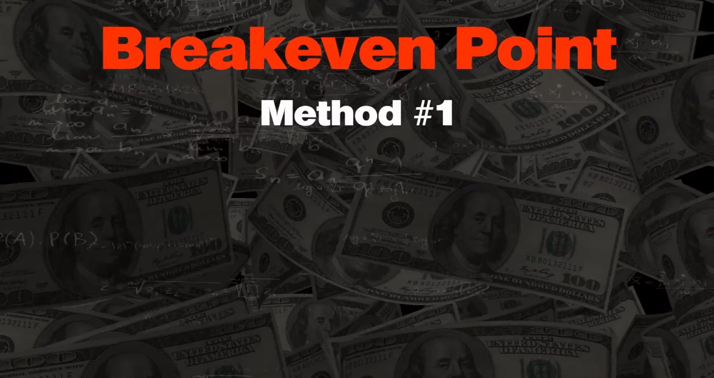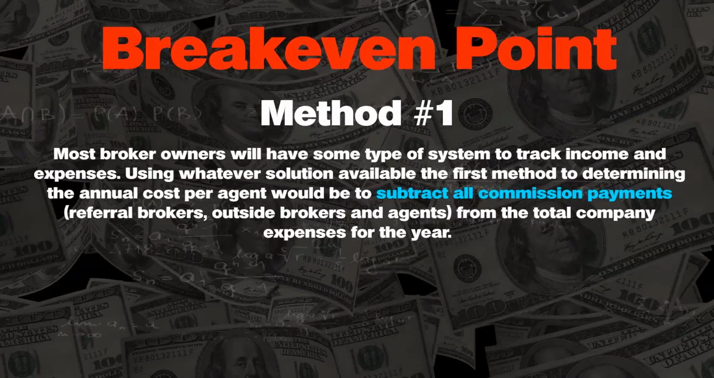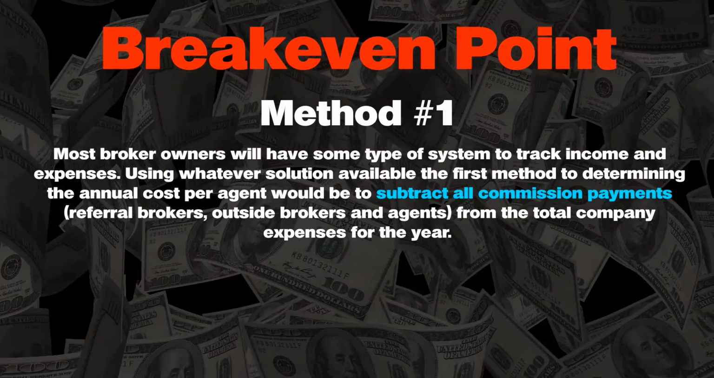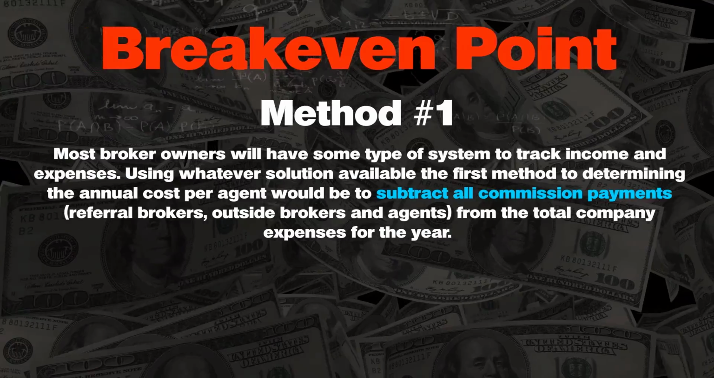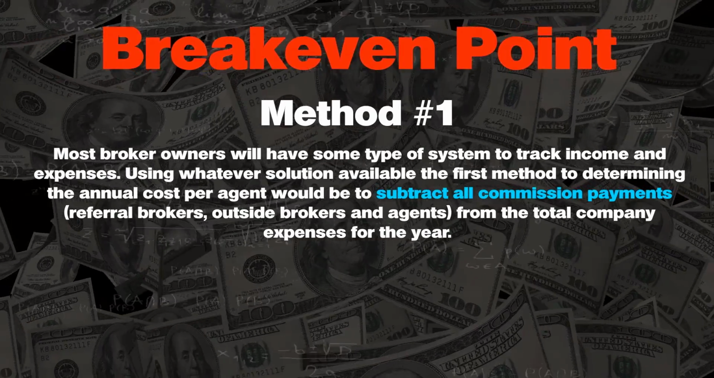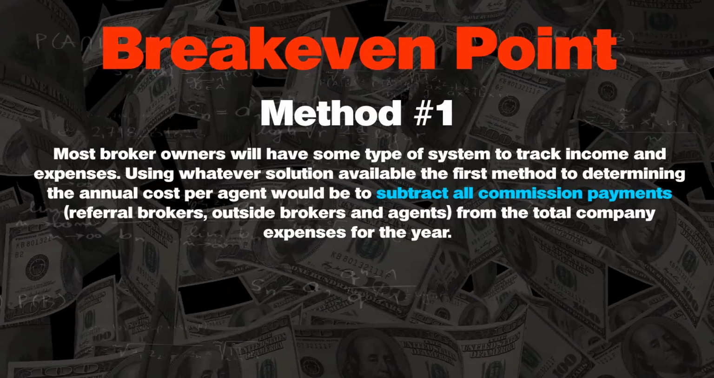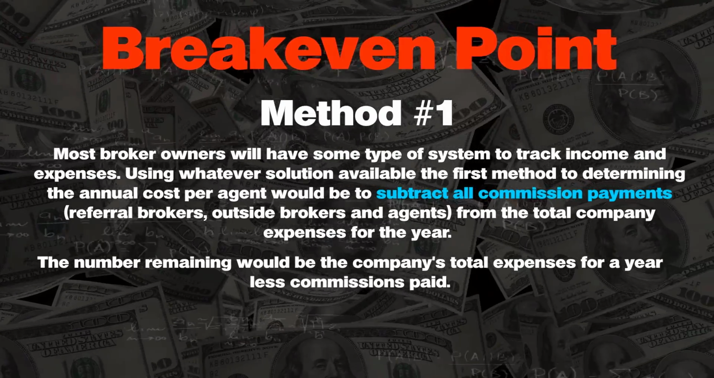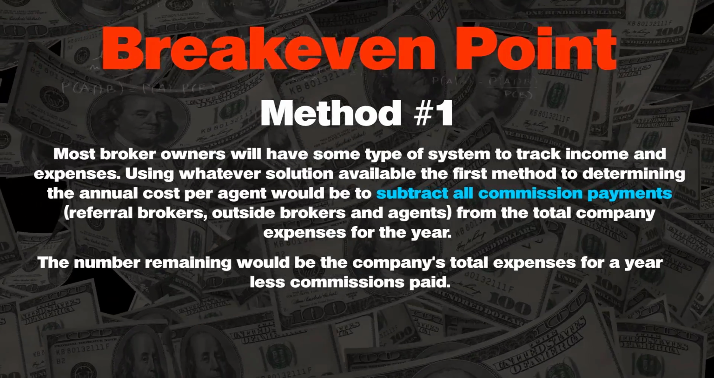Method number 1. Most broker owners will have some type of system to track income and expenses. Using whatever solution available, the first method to determining the annual cost per agent would be to subtract all commission payments from the total company's expenses for the year. The number remaining would be the company's total expenses for the year less commissions paid.